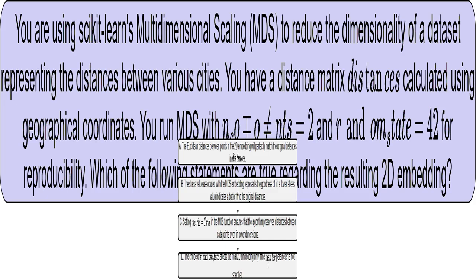This statement is incorrect. MDS aims to preserve the original distances, but it's not always perfectly accurate, especially when reducing the number of dimensions. Think of it like trying to flatten a crumpled piece of paper. You can get it close, but you'll never get it perfectly flat.